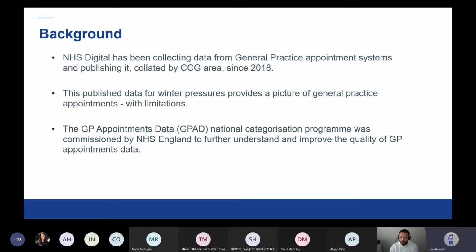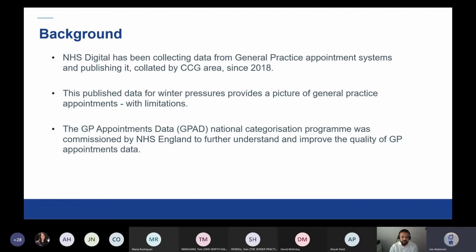NHS Digital have been publishing GP appointments data since 2018. Back in 2018, that data was published at the CCG level. That was primarily aimed at giving CCGs data to better understand winter pressures and plan the flu vaccinations. Further to that, NHS England realised that there was some value in the data, and it was actually useful for them and for us, and a decision was made that we should now publish the data based on practice level. Trying to do it on a practice level brings in problems of itself.